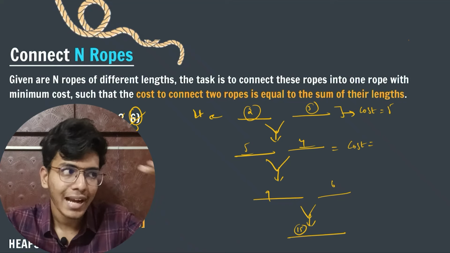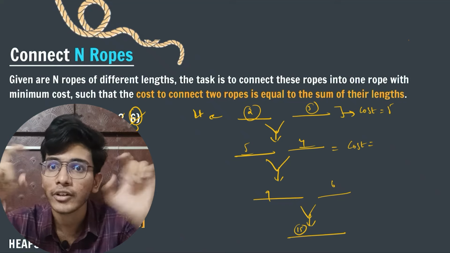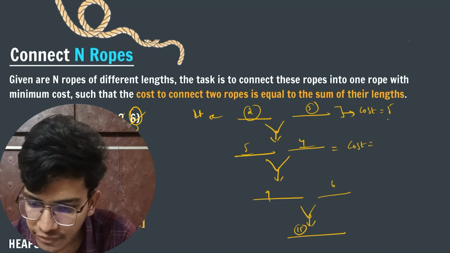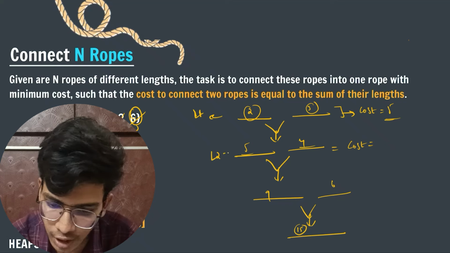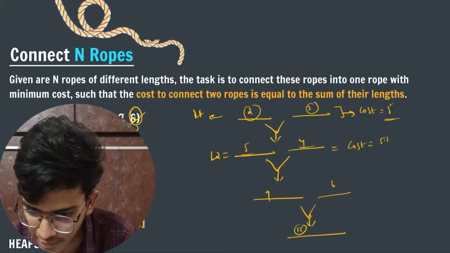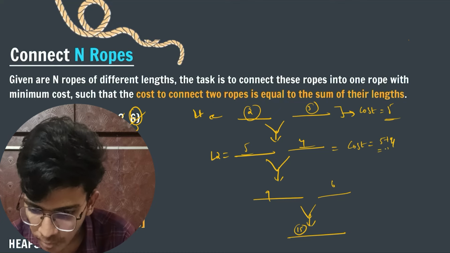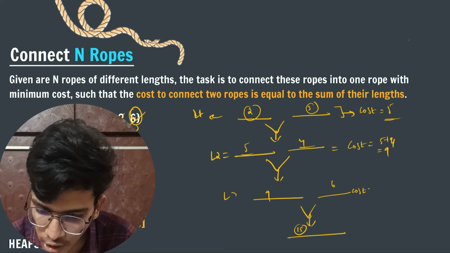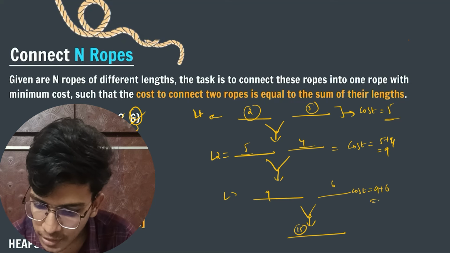When I am adding rope 2 and rope 3 at level 1, my level 1 will give me cost 5. Now at level 2, my cost will become 5 plus 4, which is 9. Similarly, at level 3, the cost will be 9 plus 6, that will be 15.